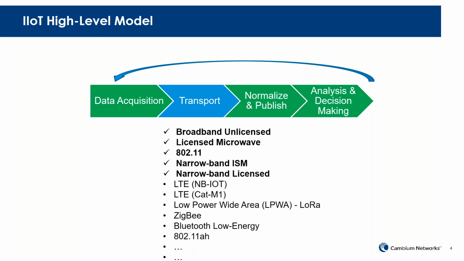Once it arrives back at the headquarters or the central location or the cloud, then you normalize it and publish it so that decisions can be made and trends can be analyzed. But again, Cambium is focused on the transport layer, and that primarily is that list of check marks there. But what you'll notice is that list will continue to grow. And as the new technologies emerge in machine-to-machine communications, we certainly expect to be heavily involved in those different areas.